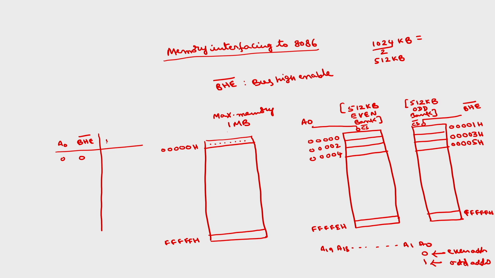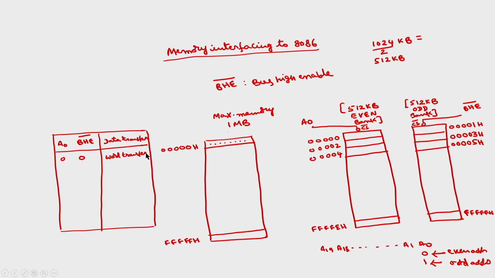What type of data transfer will take place? Data transfer will be a word transfer. Either this can be a read or write operation. Both the banks will be selected. This will give 8 bits, this will give 8 bits, total 16 bits, a word.